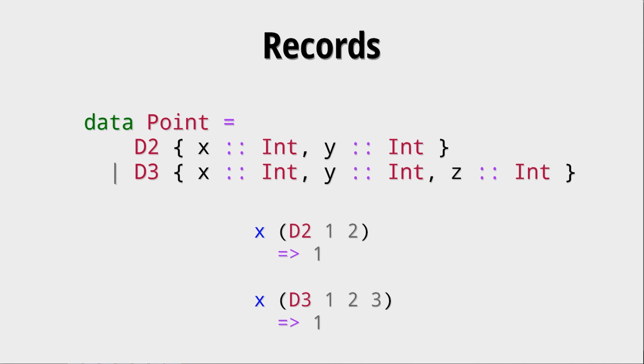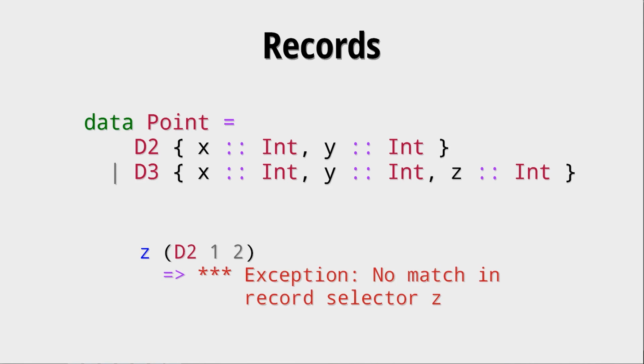Okay. It's also important to see that records can have multiple constructors, and the functions that are automatically generated work on different constructors. Like here, for example, the x function works on d2 and d3 in this case, because both have this variable x, but then z only works on d3 and not on d2, because that's where we get an exception, because again, there is no match in record selector z.